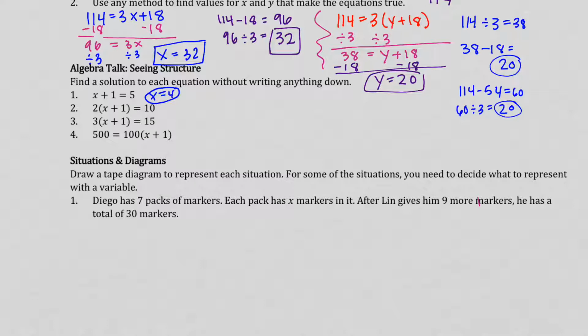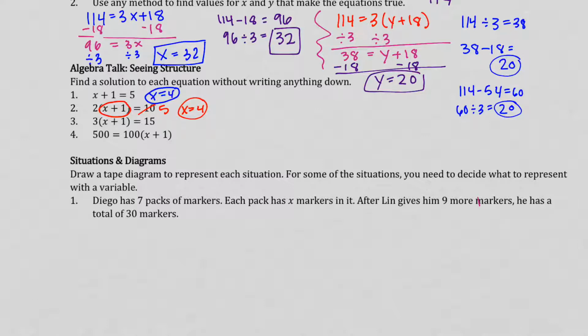So then the next one, 2 times x plus 1 equals 10. Well, there's 2 groups that have to equal 10. So if we want the value of just one group, we'd have to divide that by 2. So one group, like the x plus 1, should equal 5, because that's half of 10. And then something plus 1 equals 5, well, we know that from the last one, it's 4.